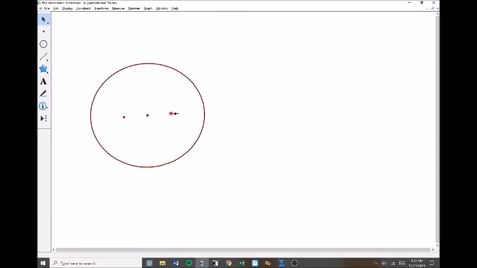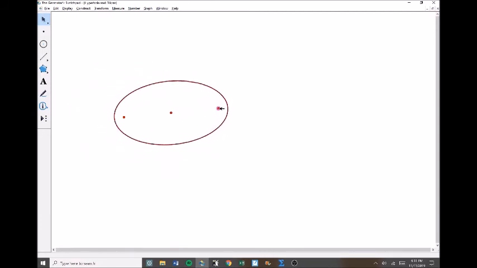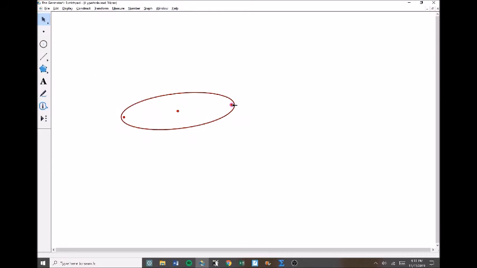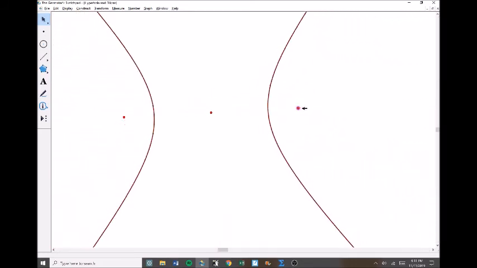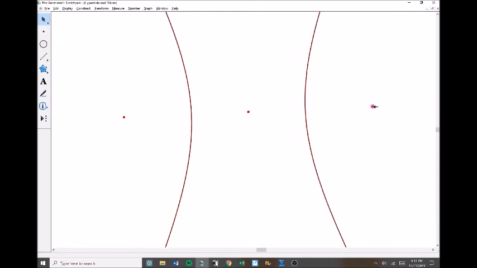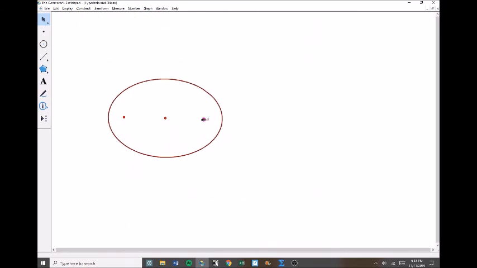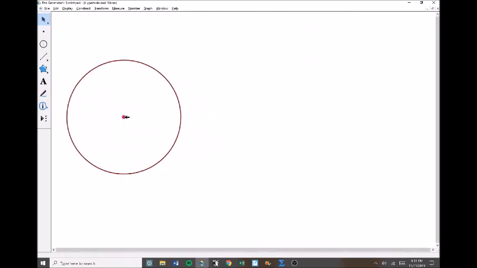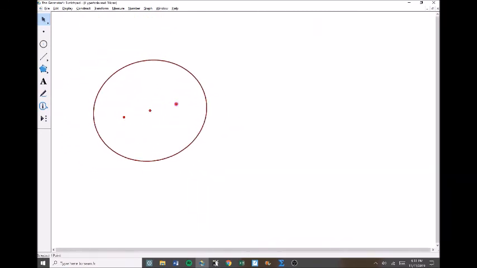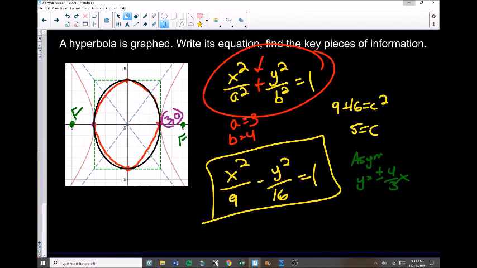As I pull the foci farther and farther apart, the ellipse gets tighter and longer and skinnier, and eventually it's going to break through and form a hyperbola. So it's like here the foci are just too far apart to make an ellipse, so it makes a hyperbola. Here they're so close together we get our ellipse, and this right here is a circle. So they're all kind of related to each other, ellipses, circles, and hyperbolas.